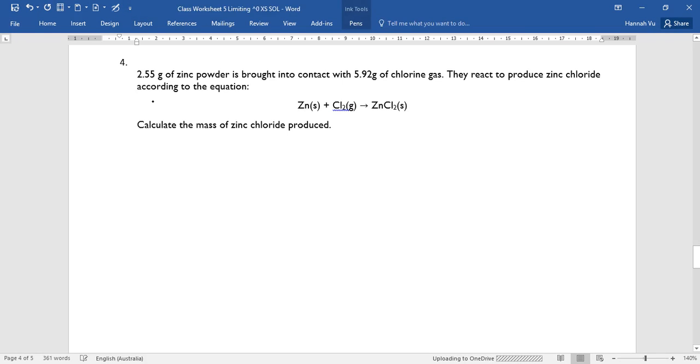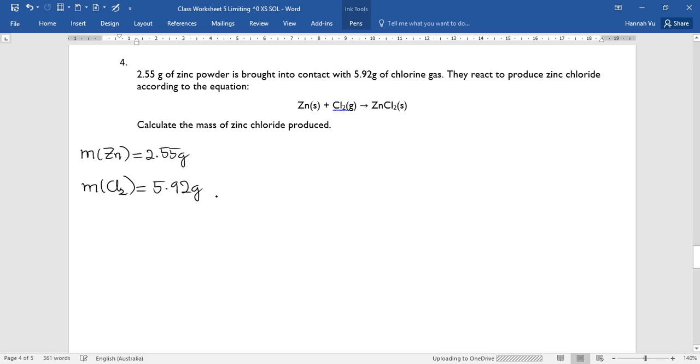So you started off, I'm going to summarize the question. You start off with 2.55 grams of zinc powder. So the mass of zinc is 2.55 grams. You're also given the mass of chlorine gas, which is 5.92 grams.